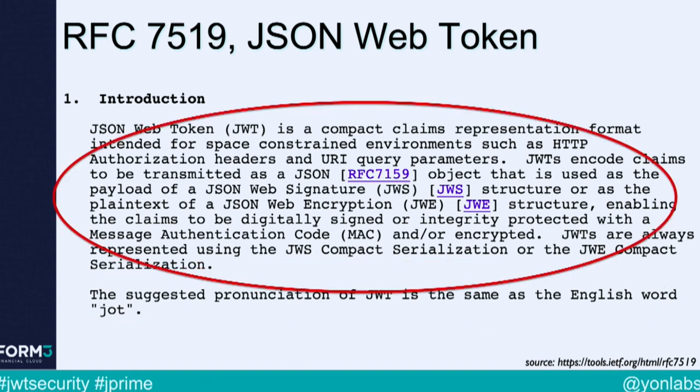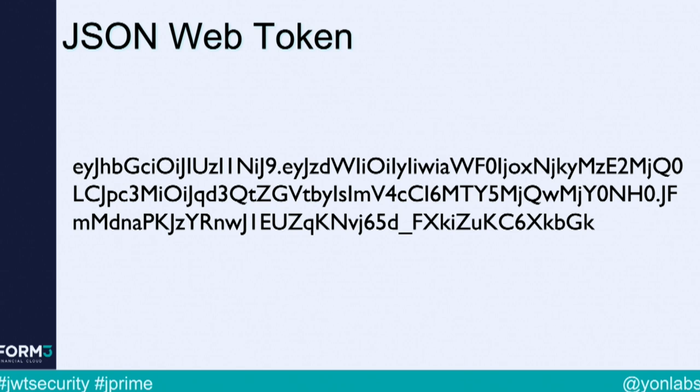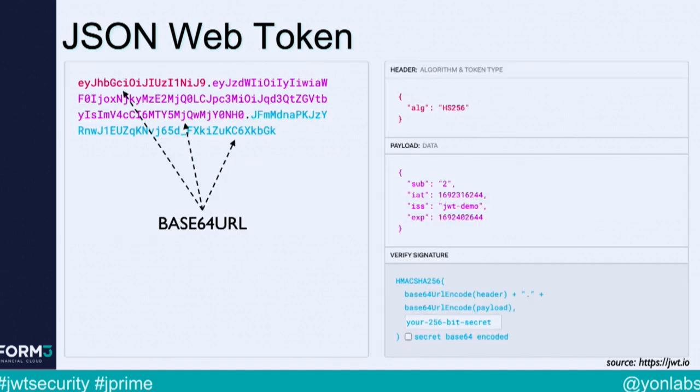So a JSON Web Token represents a set of claims that usually help in identifying the user and the user's permissions. It's handy to take a look at some examples. So we see a JSON Web Token here. This is a long string of letters and numbers. When we take a closer look, we see that it contains three parts separated by dots. And those three parts are a header, a payload, and a signature.